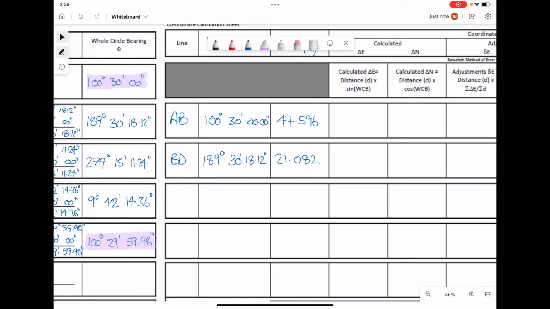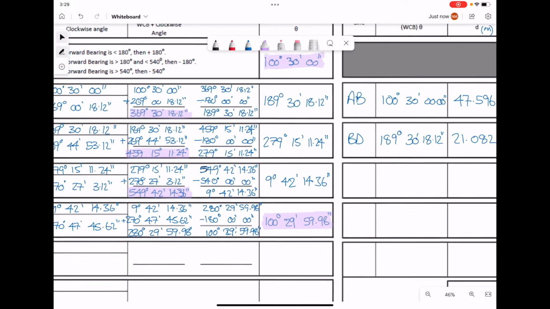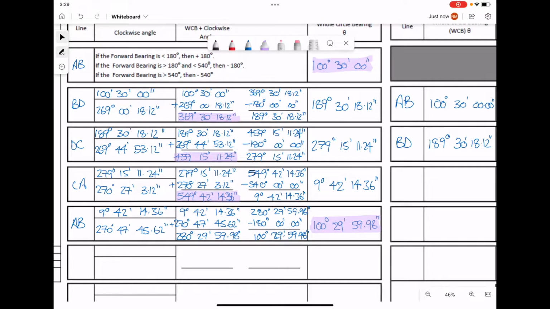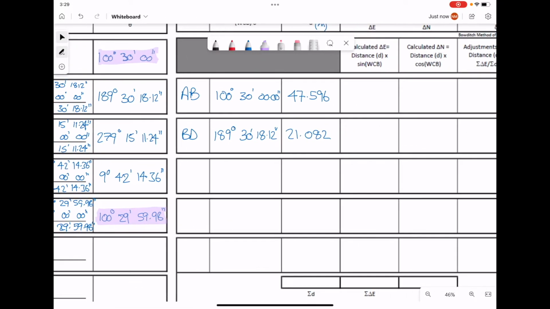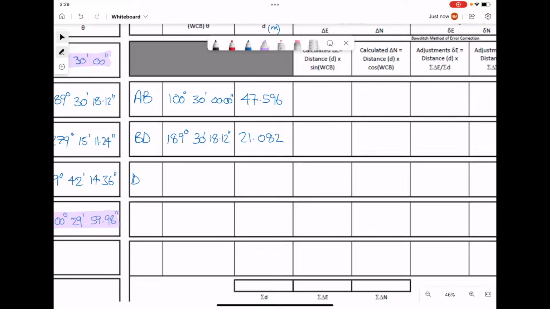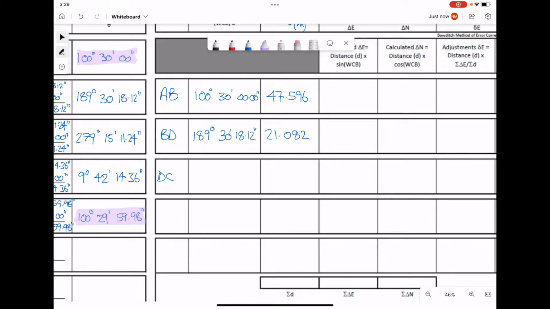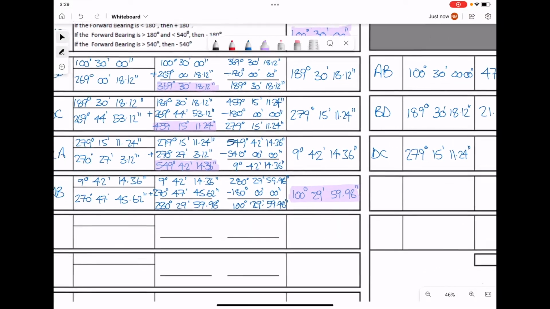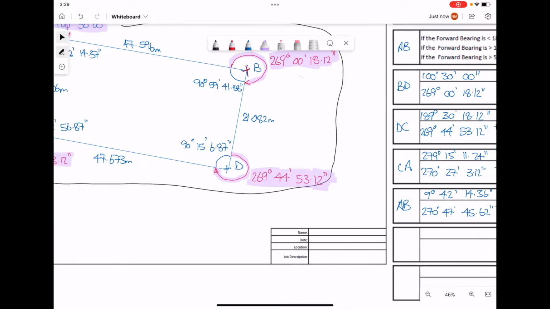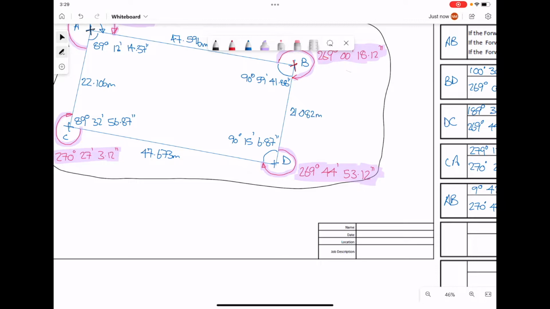The next line in the traverse is line DC. The whole circle bearing being 279 degrees, 15 minutes, 11.24 seconds. And from the traverse plot, the distance that we have is 47.673.